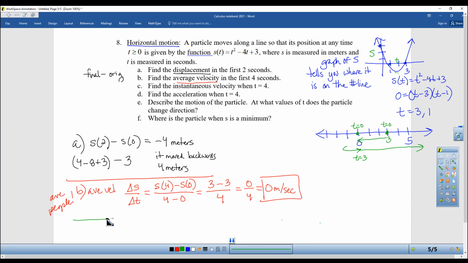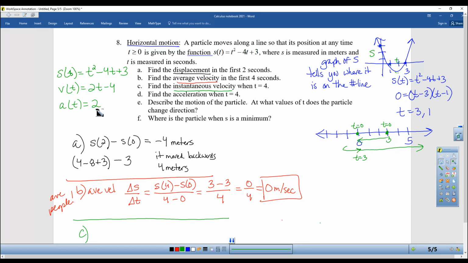Part C, find the instantaneous velocity. Now you get to use your calculus. So we didn't do this right at the beginning, which I know I said that I always do, but I didn't. Let's find the 3 equations. I take my S equation, I just like to have it off to the side, is t squared minus 4t plus 3. I really do like to start problems this way usually. Velocity is 2t minus 4, and acceleration is 2.